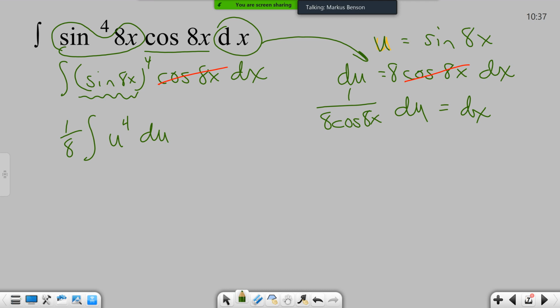Wait, shouldn't it be a negative cosine? No, the derivative of sine is cosine. Oh, okay. Remember, we're doing derivatives, not antiderivatives. Oh, yeah, that's right. We good? Questions?